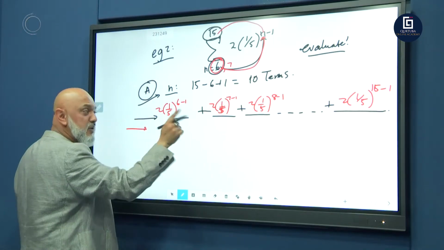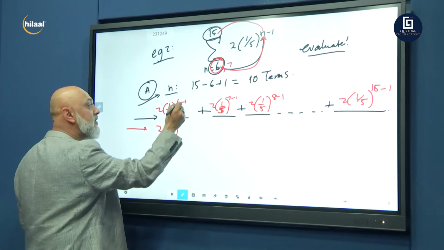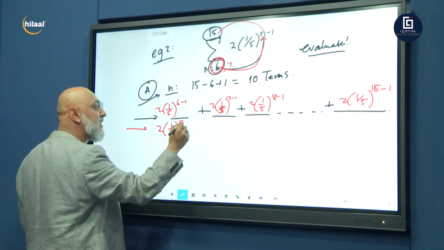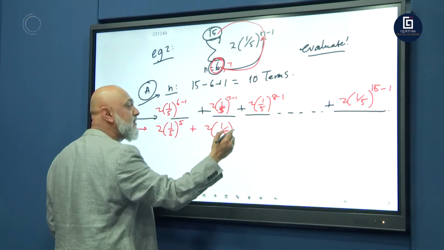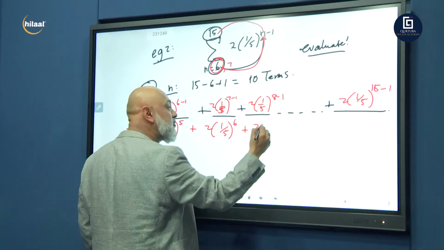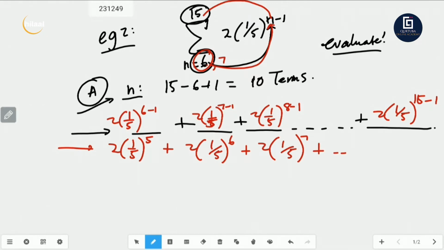So let's expand. We haven't yet expanded it completely. So that's 2 into 1 over 5 to the power 6 minus 1, which is 5, plus 2 into 1 over 5 to the power 7 minus 1, which is 6, plus 2 into 1 over 5 to the power 8 minus 1, which is 7, plus dot dot dot 2 into 1 over 5 to the power 15 minus 1, which is 14.